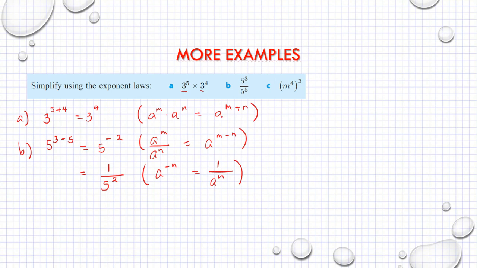And then we have C. We will take another pen there. We have 4 raised to 3, all raised to... m raised to 4 raised to 3. According to the law, we should have 4 raised to 4 times 3, which is 4 raised to 12. Which law? We have a raised to m, raised to n, is equal to a raised to m multiplied by n.